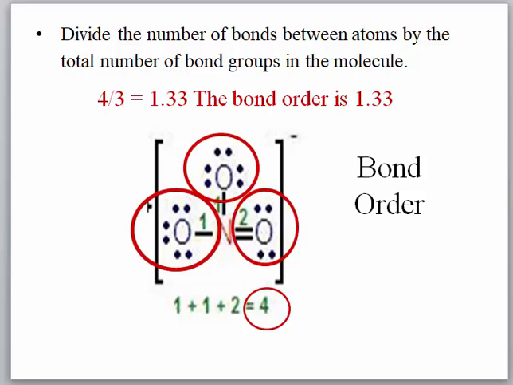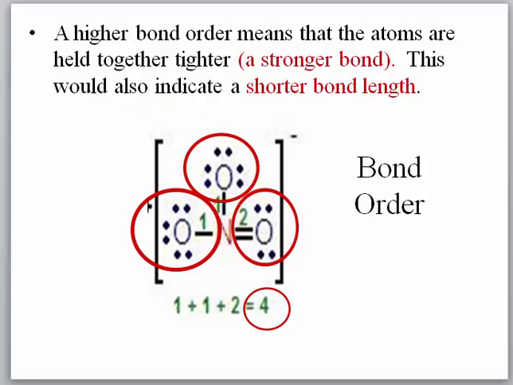Look at the logic of this. If you were looking at this resonance structure as not having a double and 2 single bonds, but some kind of average between them, having that double and 2 single average would lead you to a 1.33 bond order. 1.33 is shorter and stronger than a single, but not as short and strong as a double, which would have a bond order of 2. So the higher the bond order, the stronger and shorter that bond is.